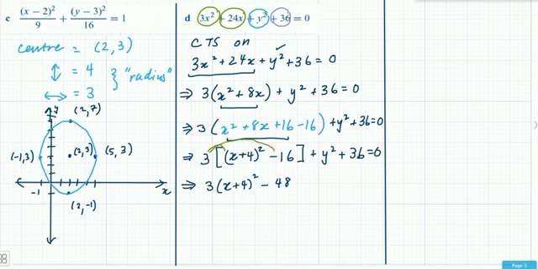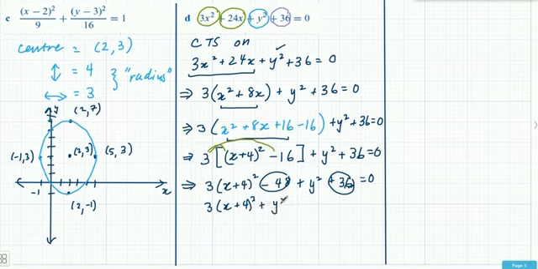So now that you've done that, you've got rid of your brackets. Oops, I'll just get my blue pen back. And we can write everything else down. And now finish it off. So we've got 3 outside of x plus 4 all squared. The constants here, we've got the minus 48 and the plus 36. And if we take 36 away from 48, that's going to be 12. So it's going to be minus 12. I'll just write the y squared part here.